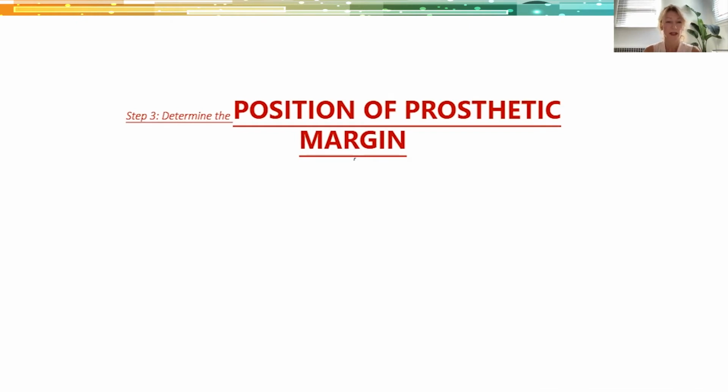So the third step is to determine the position of the prosthetic margin. We can have a restoration that restores only the coronal portion of the teeth, or restoration that restores the coronal and the tissue part that has been lost. However, for those prostheses, we need to determine where that margin would lie.